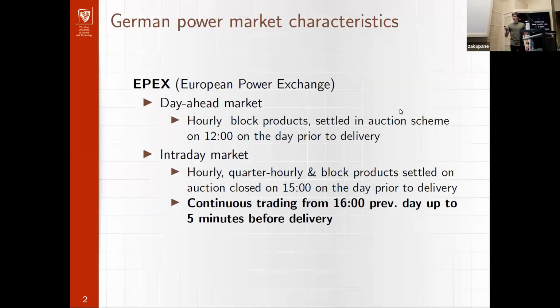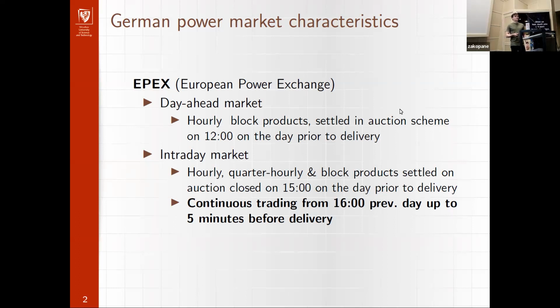Okay, so the main workhorse of the European Power Exchange in Germany is the day-ahead market. Most of the volume is traded there, in the auction scheme at 12 o'clock. Later we have the auction at 15 o'clock, which is the intraday auction, and we also trade quarters and block products there. And later there is also the intraday continuous market, which we consider today. At 16 o'clock it starts and it trades up to 5 minutes before delivery. And why is that? Why do we need this whole machinery here?